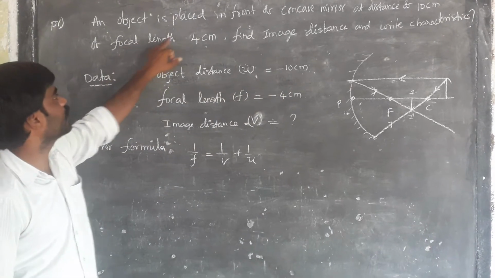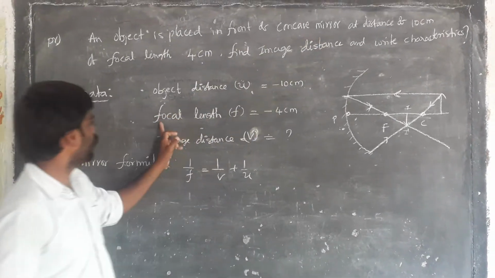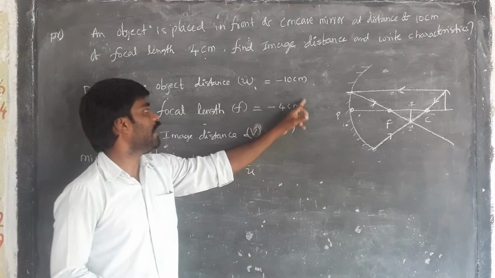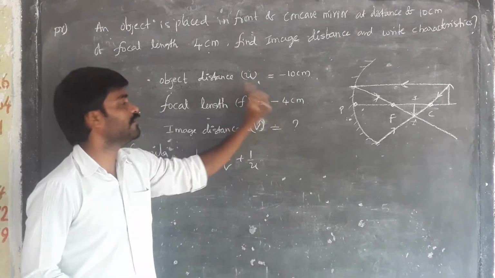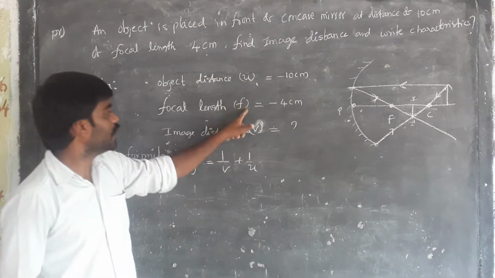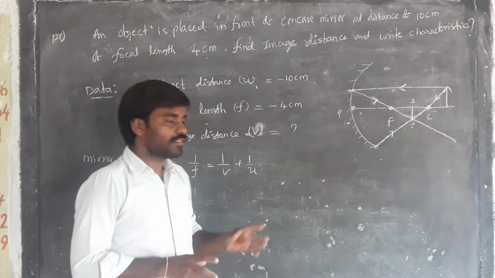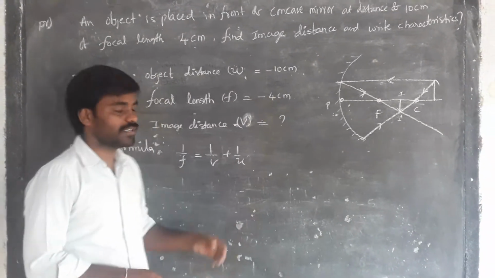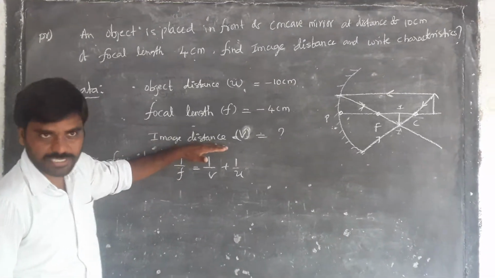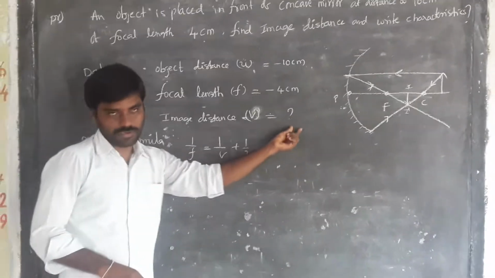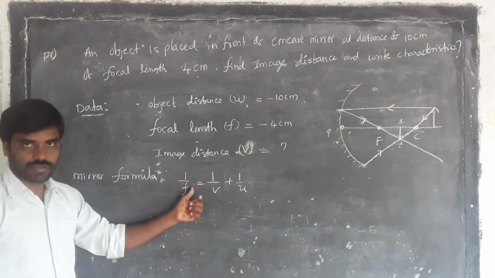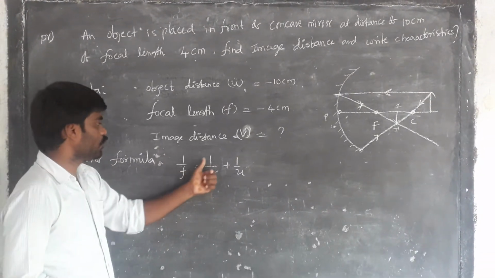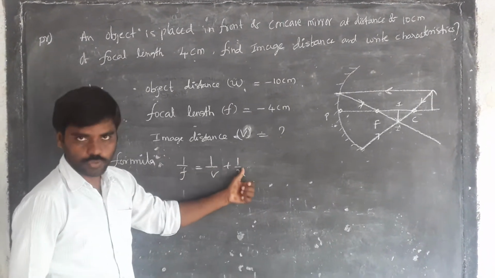Next we have focal length of concave mirror. So focal length value we should take as 4 centimeters as per given data, right? Then here concave mirror's focal length is always negative. I already implemented the sign convention. Then we are going to find out the image distance. V value we have to find. Then I use the mirror formula. It is 1 by f is equal to 1 by v plus 1 by u.